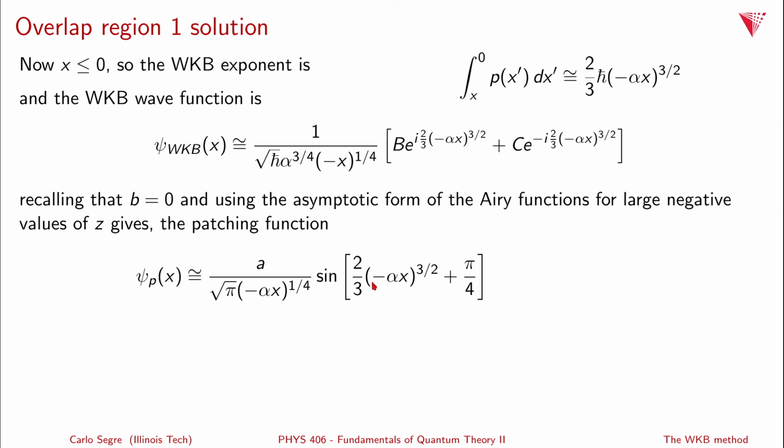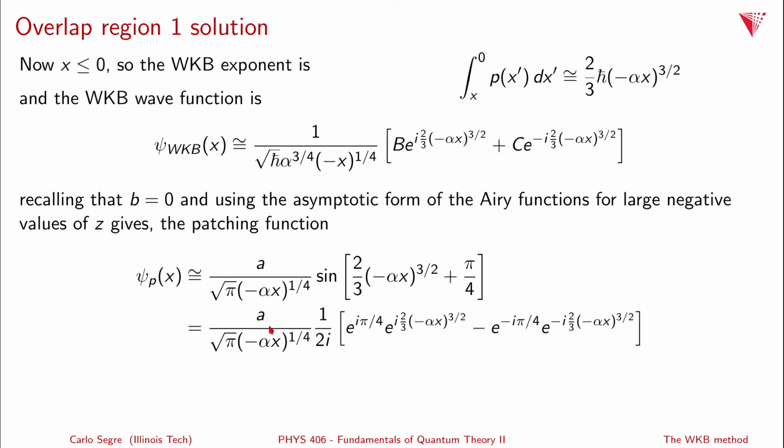But clearly we can break this sine up into two complex exponentials. And when we do that, we get a over square root of pi times minus alpha x to the 1/4 times 1 over 2i. And then we have e to the i pi over 4 times e to the i 2/3 minus alpha x to the 3/2, minus e to the minus i pi over 4 times e to the minus i 2/3 minus alpha x to the 3/2.